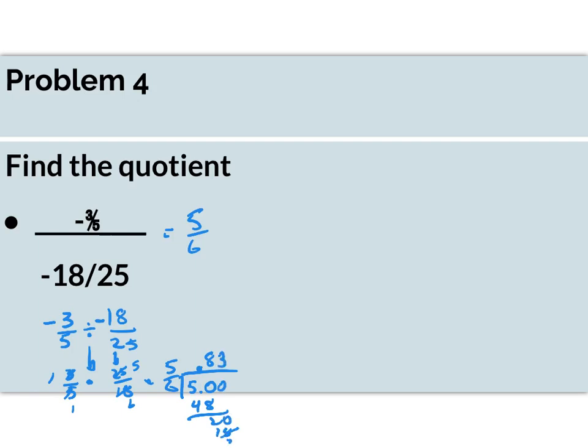And we've seen this in other videos. And we know this, which is 0.833 repeating. And how do I know it's repeating? We keep getting 20.